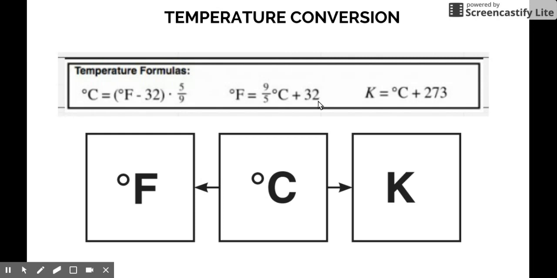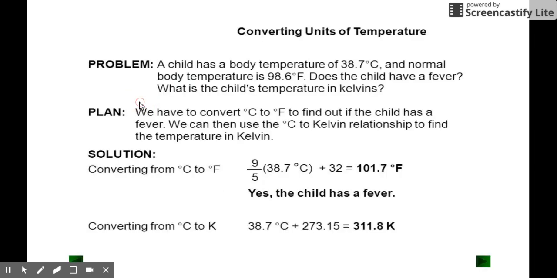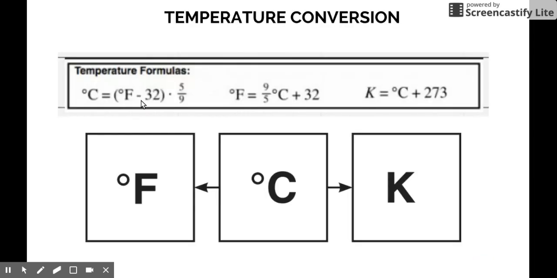So plus is last, that means I need to do the 9 over 5 times degrees Celsius first, then the plus will be the last. On the other hand, in the previous equation, from Celsius to Fahrenheit, the plus is last, therefore subtraction has to be first in the other conversion. So subtraction is first before the fraction, but here it is fraction first and plus is the last. So that's for Celsius to Fahrenheit and Fahrenheit to Celsius.